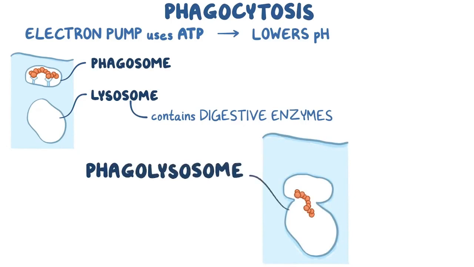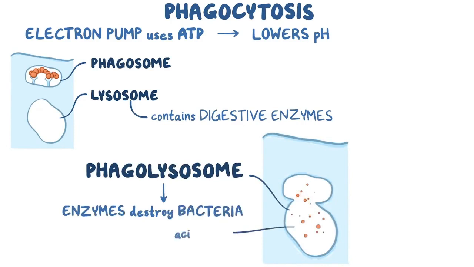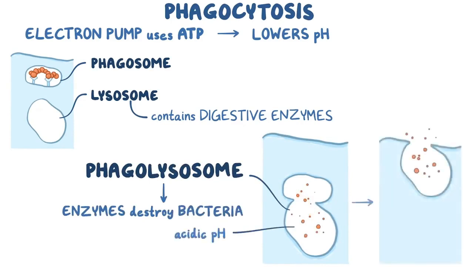Inside the phagolysosome, lysosomal enzymes start destroying the bacteria with the help of an acidic pH. After it's all over, the lysosome heads over to the cell membrane to expel the leftovers out into the extracellular space, like a cellular burp.